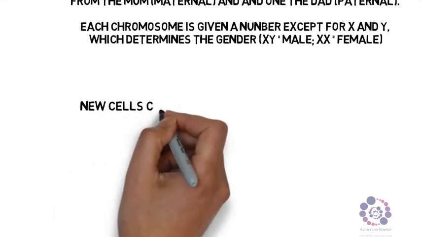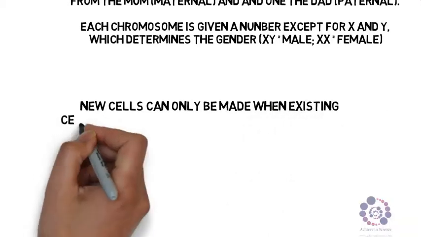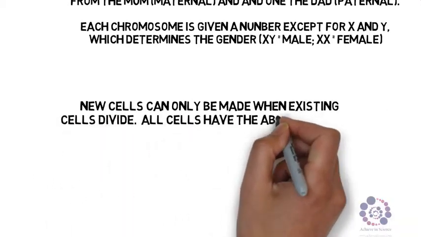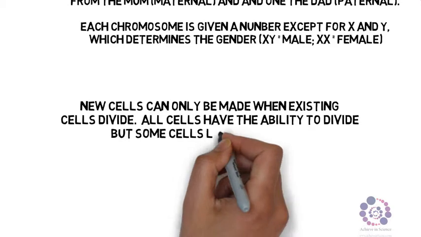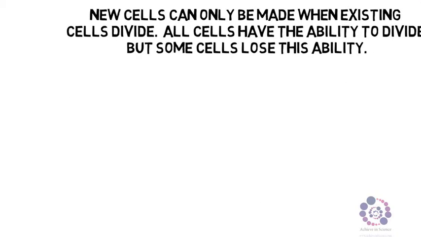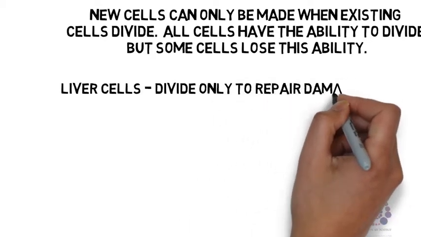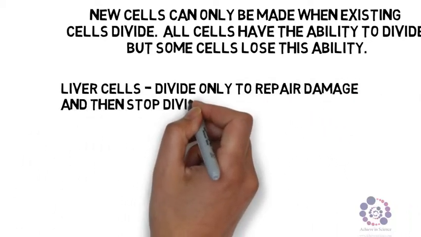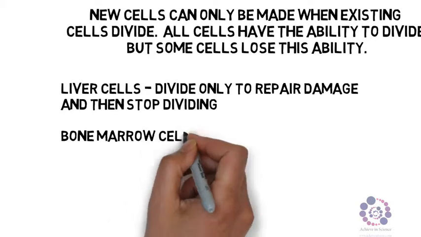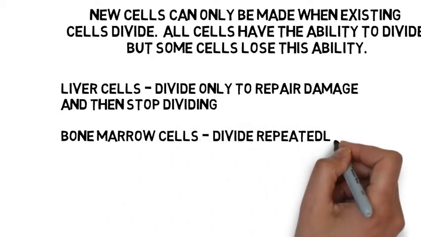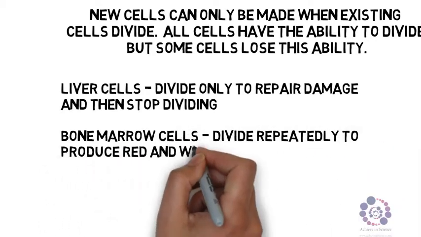New cells, then, can only be made when an existing cell divides. All cells have the ability to divide, but some lose this ability. Let's look at two different examples. Liver cells divide to repair, but then stop. Bone marrow cells, on the other hand, divide repeatedly to produce your red and white blood cells.